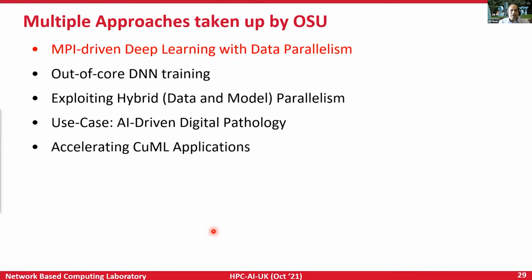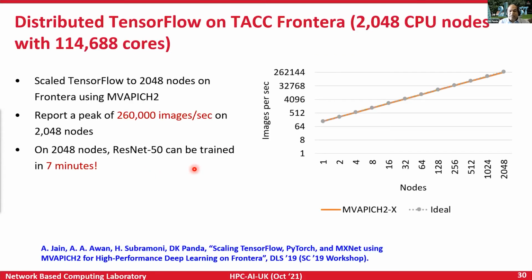Within that, let me show some sample numbers. I'll show you some MPI-driven deep learning first with data parallelism. But now, of course, as you know, the data sizes are increasing, model sizes are increasing. So we are working very actively on model parallelism and hybrid parallelism. I'll show an example use case. We are working with our pathologist here. It's a real science case in medicine, how you do digital pathology. And then I'll show some machine learning application.